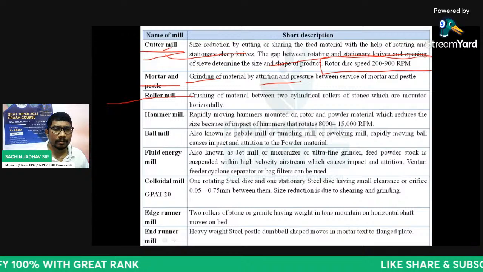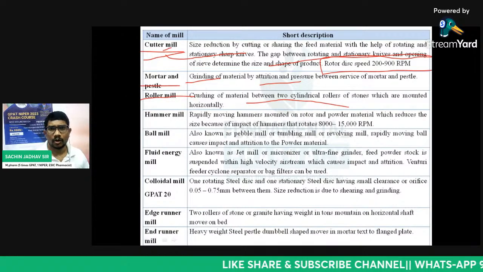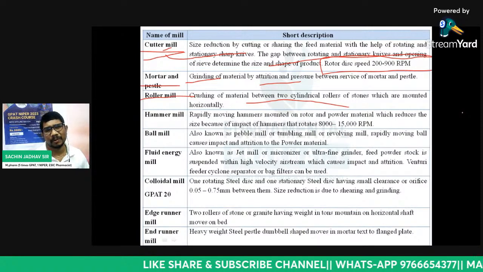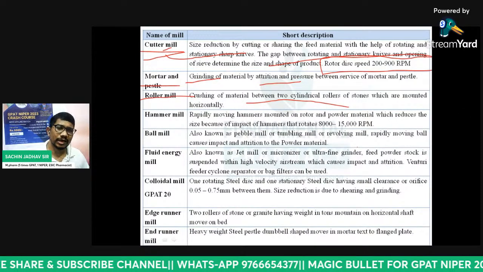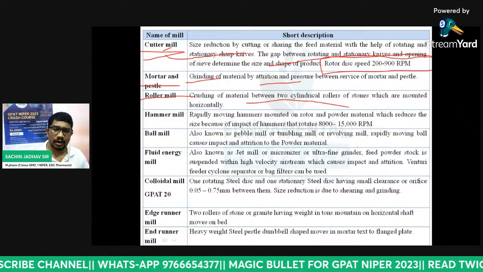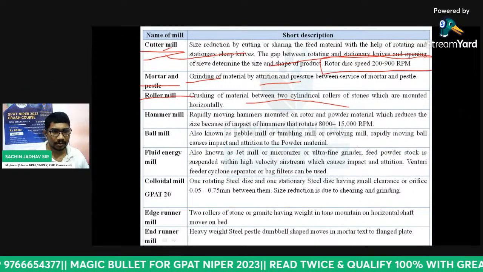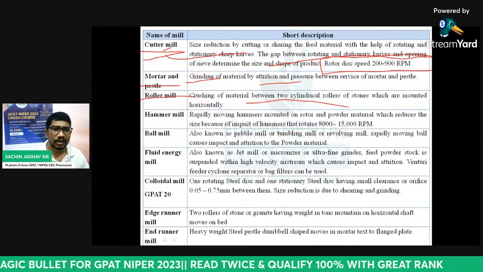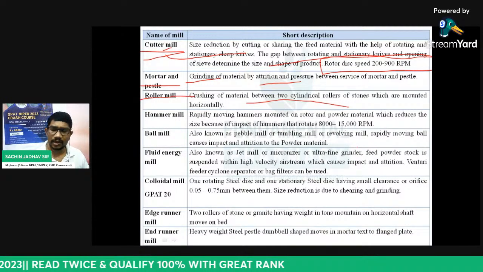Now next one is a roller mill. So roller mill, crushing of material between two cylindrical rollers, which may be made of stone or steel. roller mill में जो roller रहेंगे वो steel के भी हो सकते हैं या फिर आपके पत्थर के भी हो सकते हैं और आपके ग्रेनाइट के भी हो सकते हैं. So roller mill is nothing but the crushing of material between two cylindrical rollers of stone which are mounted horizontally.